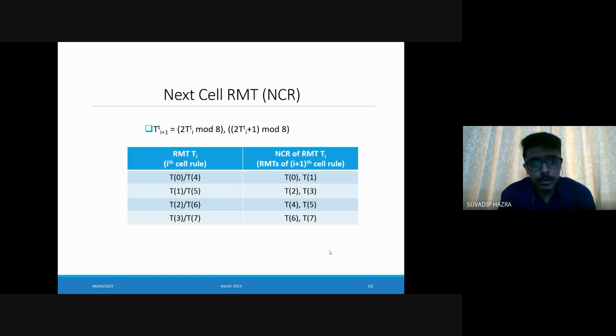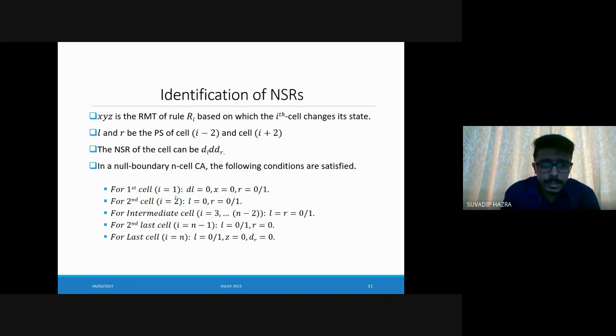So the first step is to compute the next cell RMT. We can get the next cell RMT using this rule. T(i+1) is indicating the NCR of T(i). So we can get it using this formula for the next cell RMT. The NCR of RMT1 is nothing but 2 and 3. In the same way, we can get the NCR of all these RMTs. So after computing NCR, the next step is to identify the NSR, next state RMT.